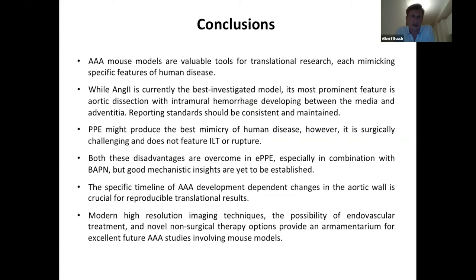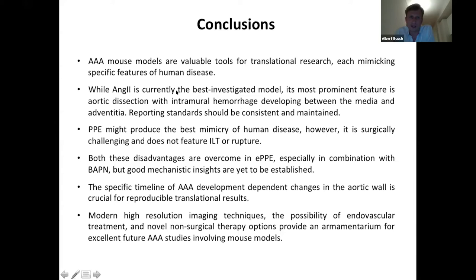Angiotensin is, of course, best investigated, it's most used. You have to consider that it's a very prominent aortic dissection going on here. The hemorrhage is appearing in the aneurysm wall, actually, or in the aortic wall, and something that's a point that also even Alan Dougherty's group is trying to stress now, that reporting standards should be kept.